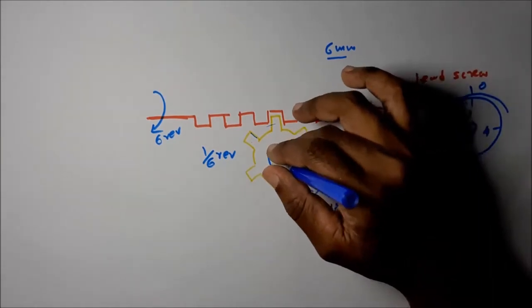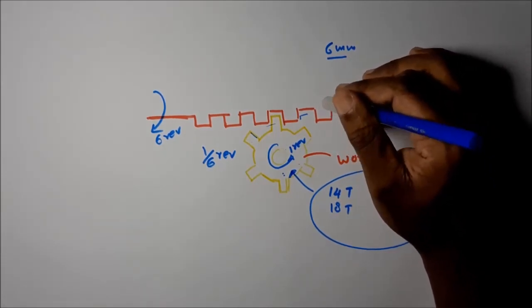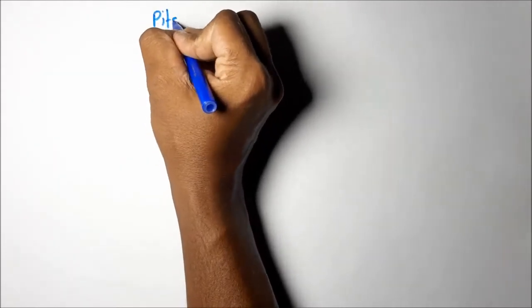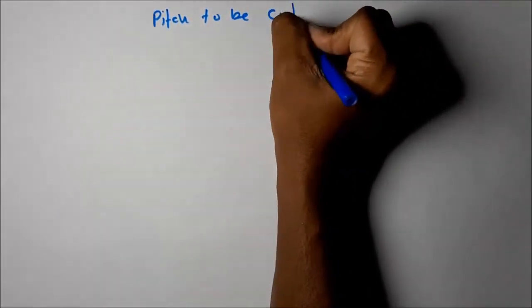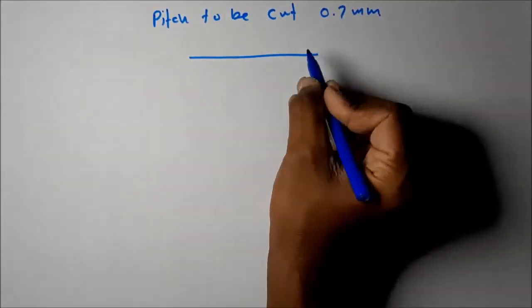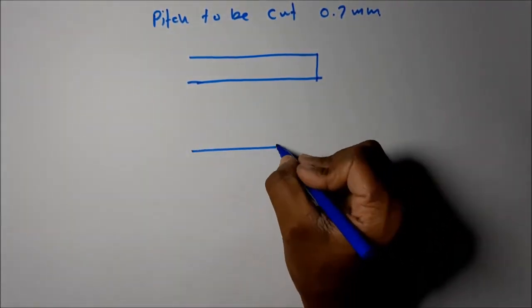Actually, this threading dial is a counter; it counts the number of revolutions of the lead screw. Why is that important in the thread cutting operation? I'll explain it using an example. Let's take that we want to cut a piece. The pitch to be cut is 0.7 millimeter. I'll draw that diagram also. This is the workpiece. This is the lead screw.